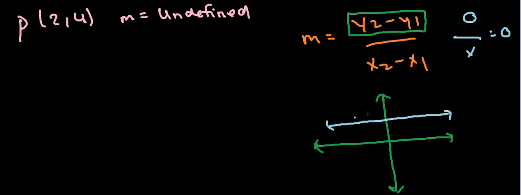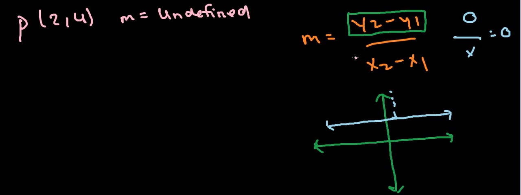So you can see that on a horizontal line, there's no y change. There's no rise. So over time, we're in the same place. It's like calculating your speed, but you're not going anywhere. You're parked. Time is passing, but your position isn't changing. So that's what that means.